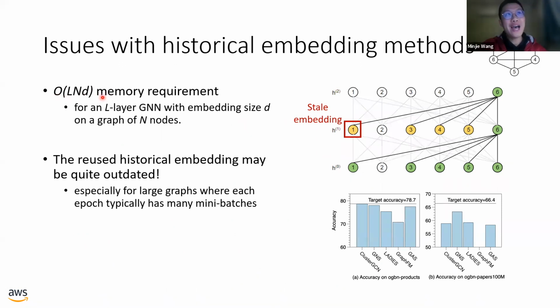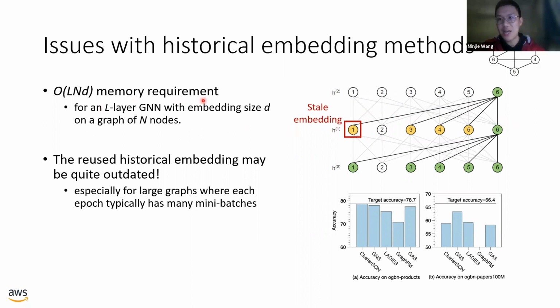First of all, it has a huge memory requirement. It is O(L·N·D) for an L-layer GNN with embedding size D on a graph of N nodes, because you need to save the historical embedding of each node in each layer. So here you can see for this graph, you need to store not only the input feature, but also the node embeddings here and here. Of course, you can put them into larger but slower memory, like CPU memory, or even on disk. But this again increases the I/O latency. There is also research trying to compress them, for example with vector quantization. But again, this is still a problem that this kind of historical embedding method faces.